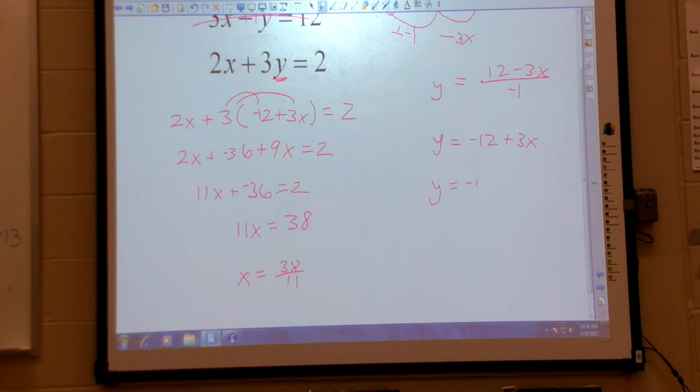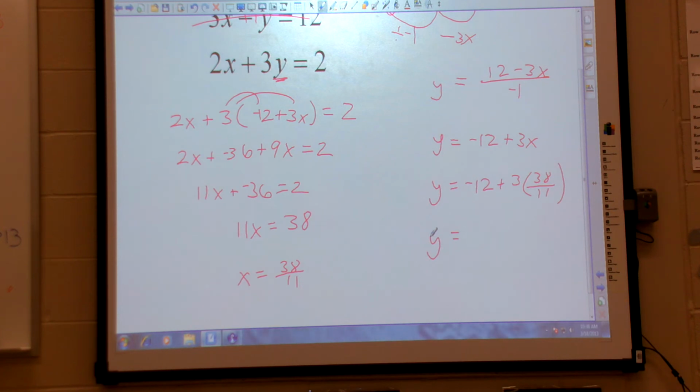So I have y is -12 plus 3 times 38 elevenths. Help me out. What will I get there? I assume given enough time you can find it by hand, but come on, chop chop.